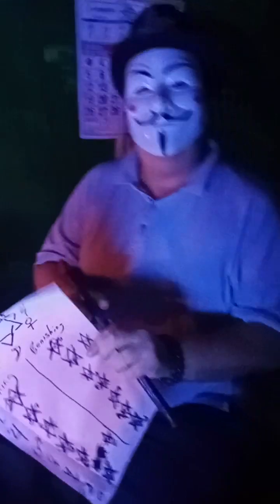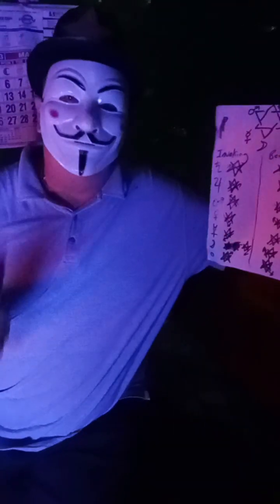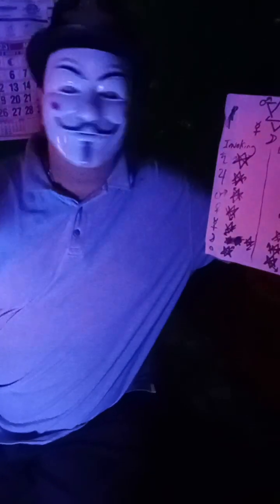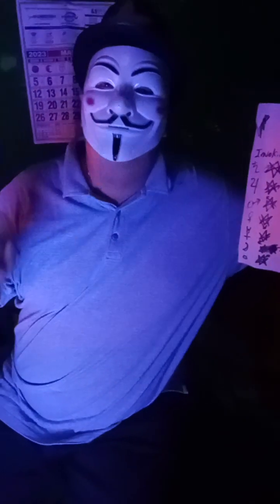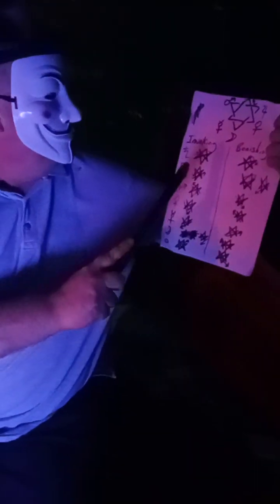Now, let's talk about invoking and banishing hexagrams. I do not like to use the Golden Dawn hexagrams. I don't like to use Golden Dawn anything. I'm not a Golden Dawn magician. I am a left-hand path magician of Sitra Ahra. So I prefer using the Thelemic hexagrams like this.